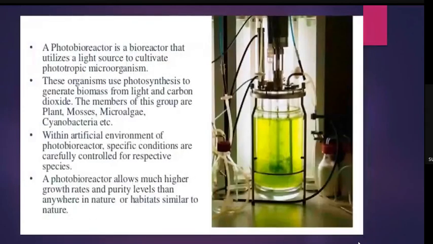Then we will move on to today's class. So, photobioreactor. From the name itself you can understand.